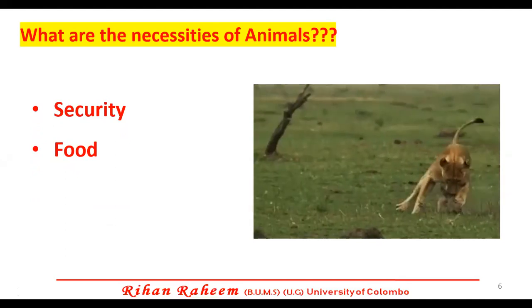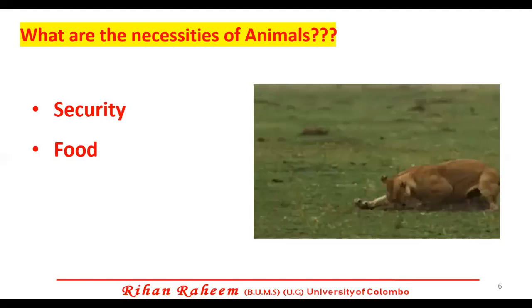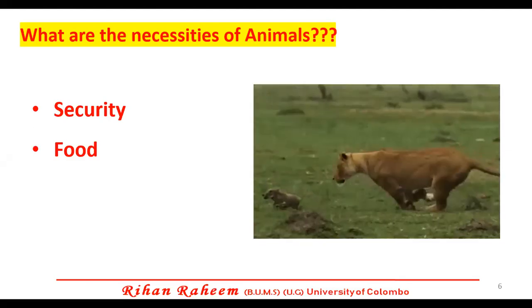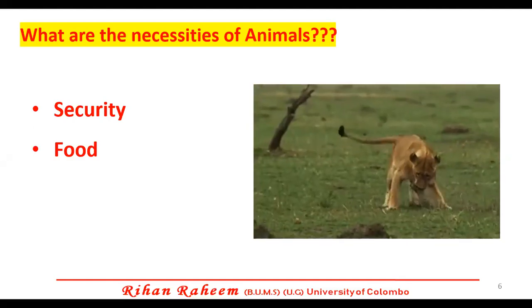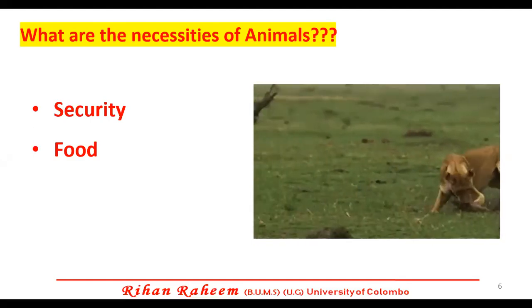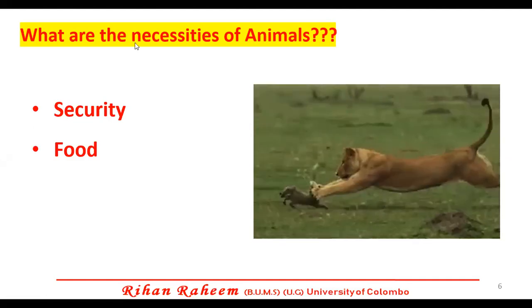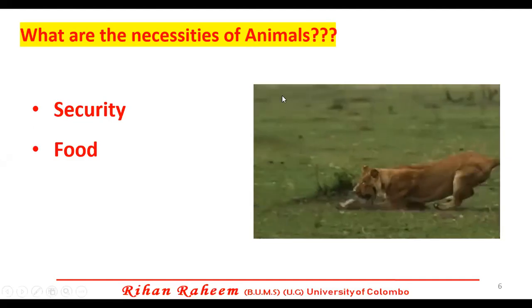Why is the lion moving? Why is the lion running for its food? Why is the other animal running away from the lion? For security. So these are two reasons why all the other animals in the world are moving. One reason is security. The other reason is food. Can you understand this?